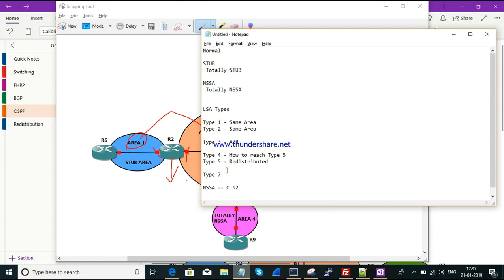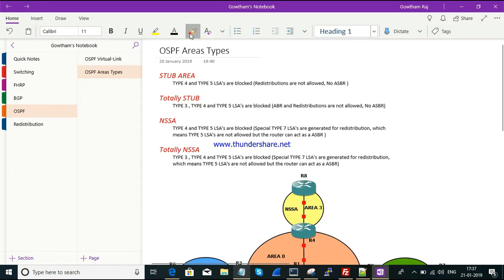Next is type 7 LSA, which is what we are going to speak about here. Type 1, type 2, type 3, type 4 and type 5 are the LSAs we have already seen in the previous session. In this session we are going to concentrate on type 7, and type 7 LSAs are mainly used in NSSA areas. So that's what NSSA is here. Okay, let's move on to the main topic: OSPF area types.